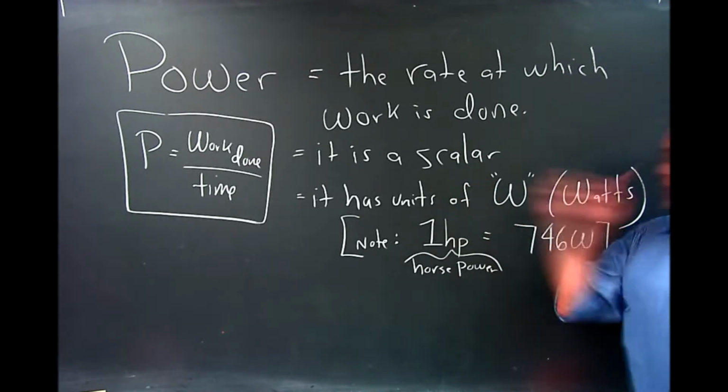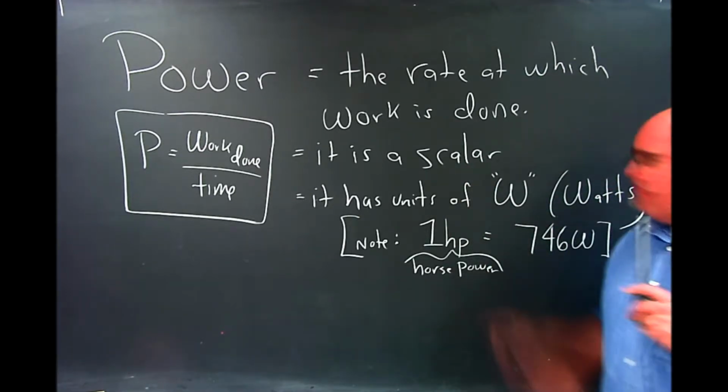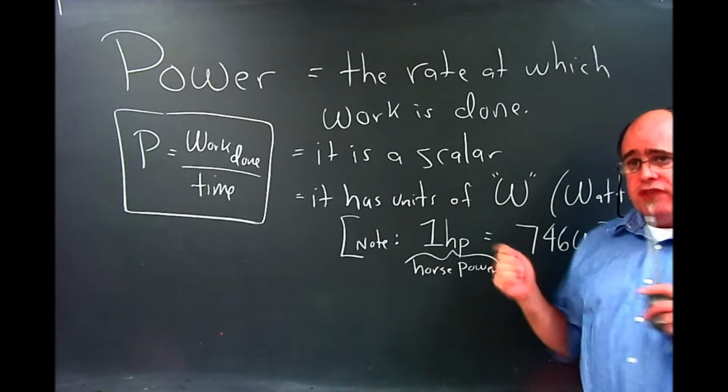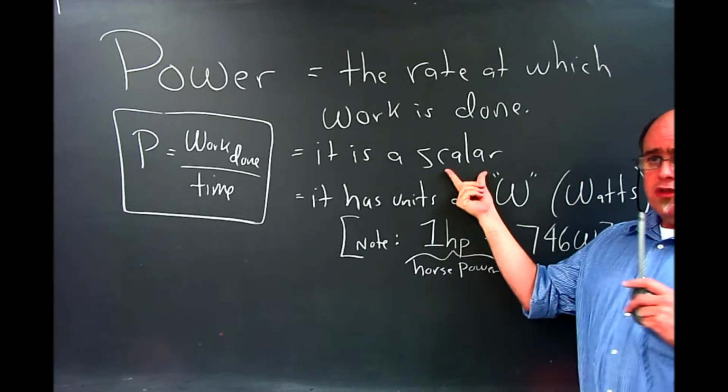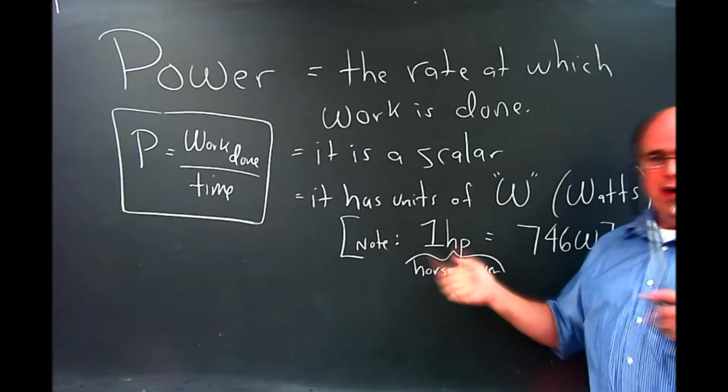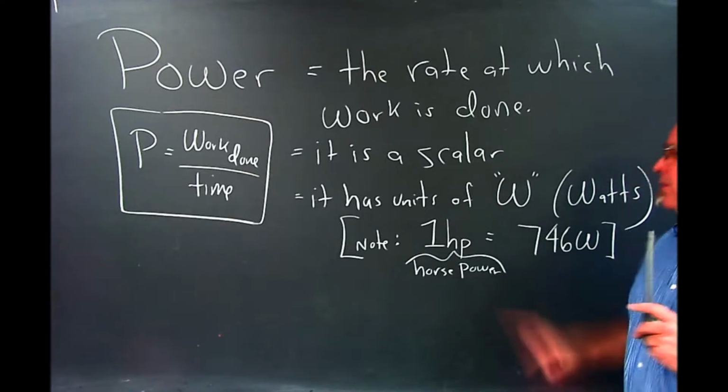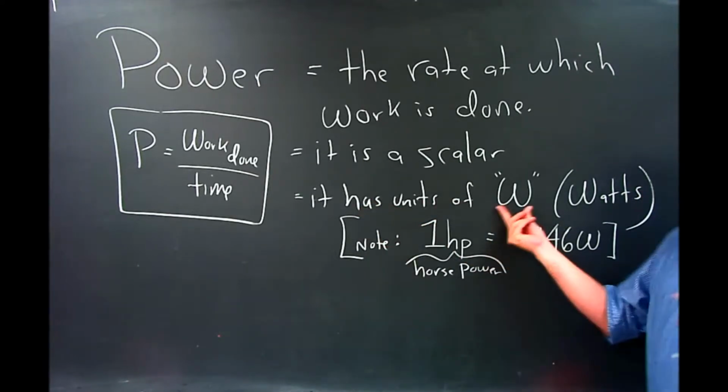If you remember, the numbers we deal with in physics are vectors or scalars. Vectors have a direction, scalars don't. So there's no direction associated with power, how powerful something is. It has a unit of W.